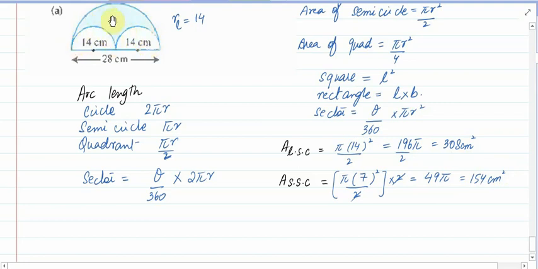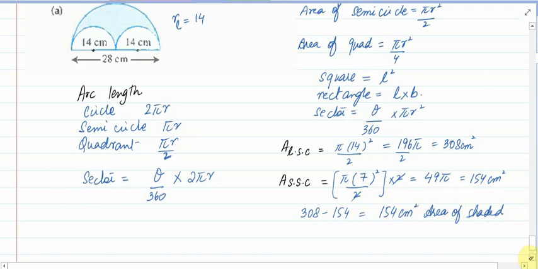Now you got the area of the larger semicircle, you got the area of the two smaller semicircles. We need to find the area of the shaded part. So it is 308 minus 154, so it will be 154 centimeter square, and that is the area of the shaded region, right?